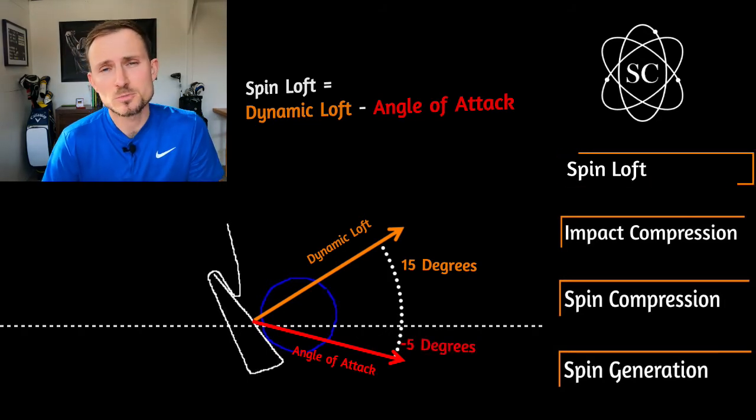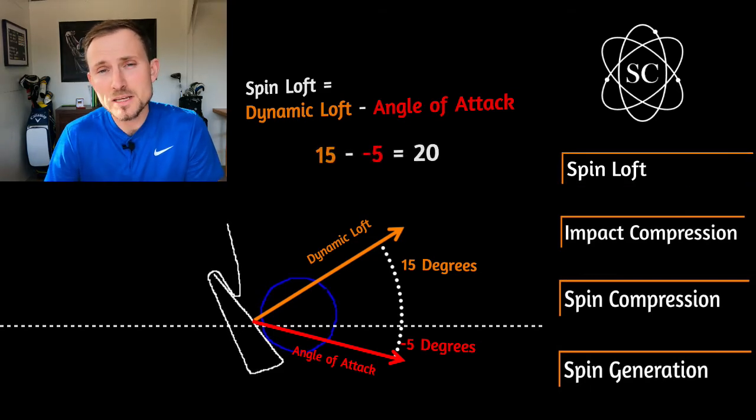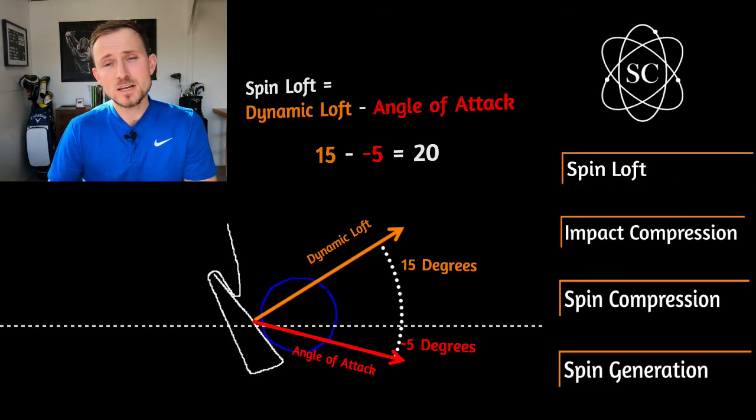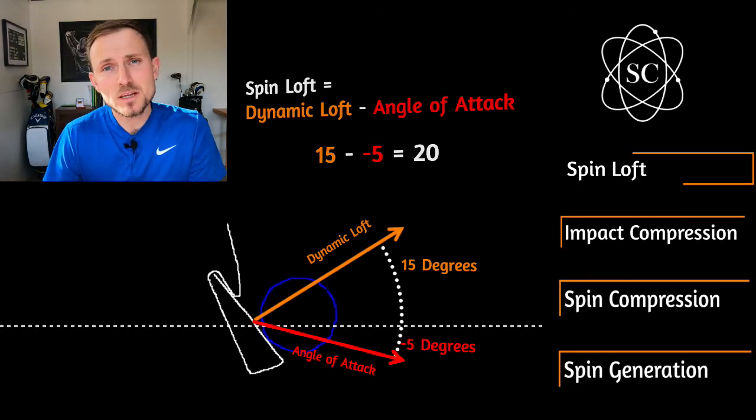So in the numbers that I've just provided, that means there'll be a spin loft of 20 degrees, because spin loft is the difference between the dynamic loft and the angle of attack. And generally, as we increase the spin loft, we get an increase in the amount of spin.